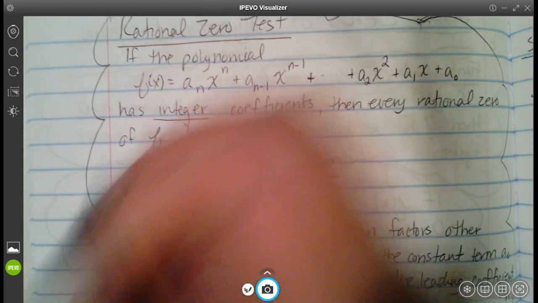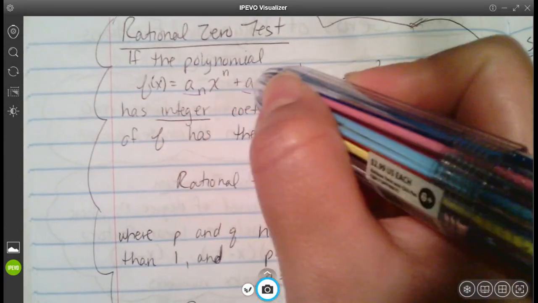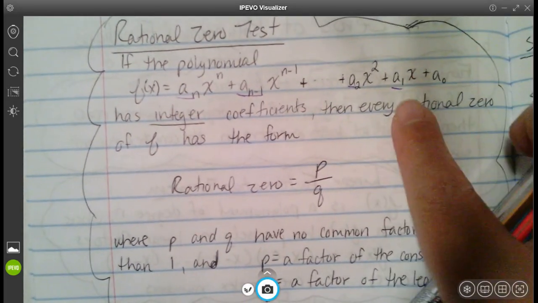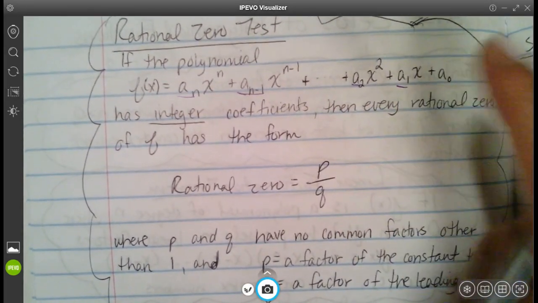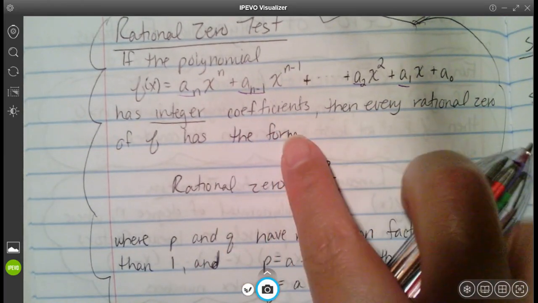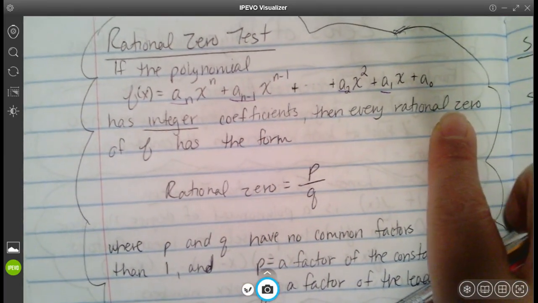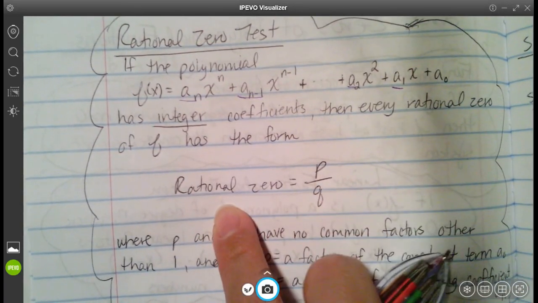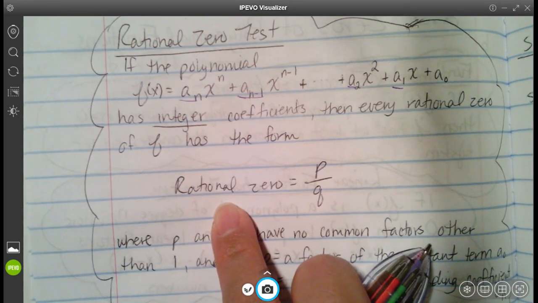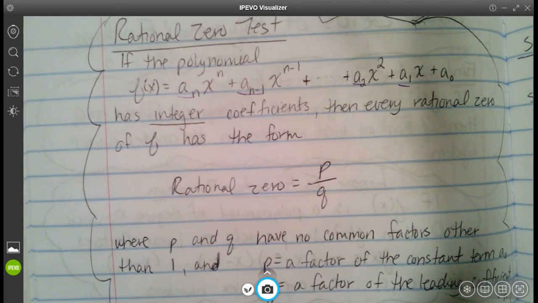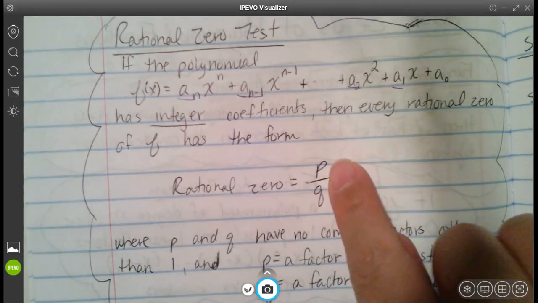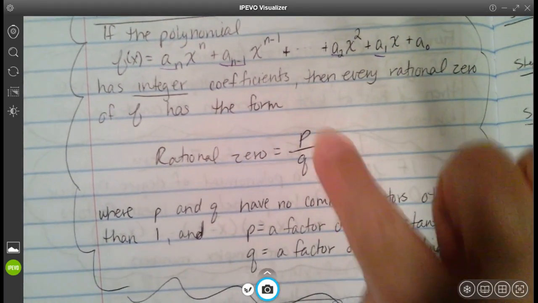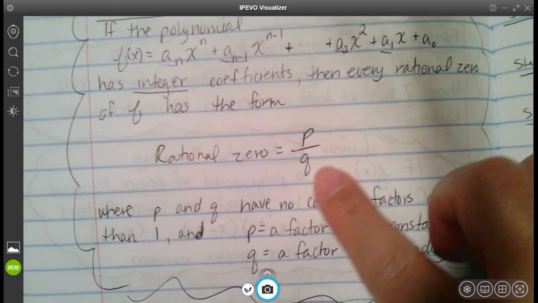In other words, all of these, a sub n, a sub n minus 1, all the way to a subscript 1, I should say, if these are integers, like whole numbers, then every rational zero of this function has the form p over q. If you don't remember what a rational number is, here's a quick lesson. A rational number is pretty much any number that can be written as a simplified fraction, where these two have no common factors other than 1.